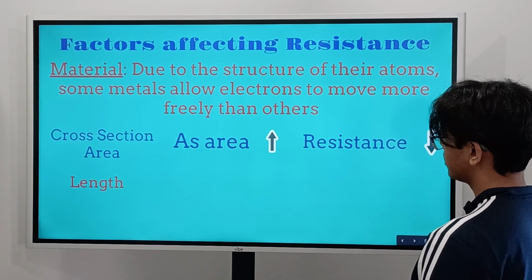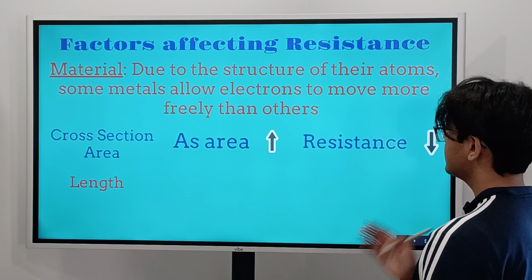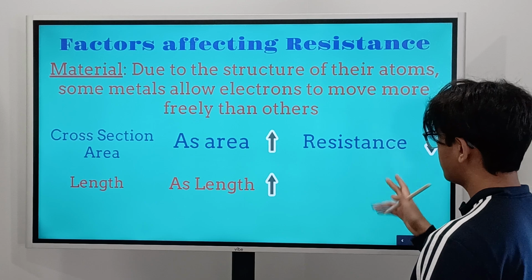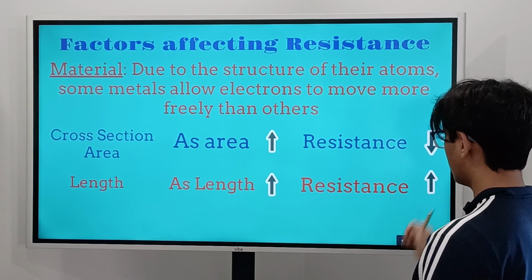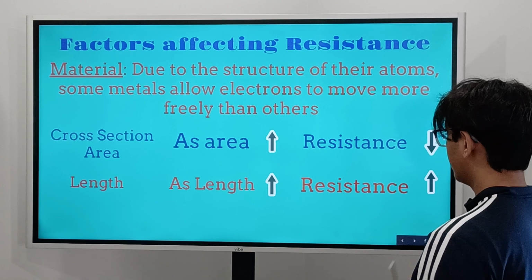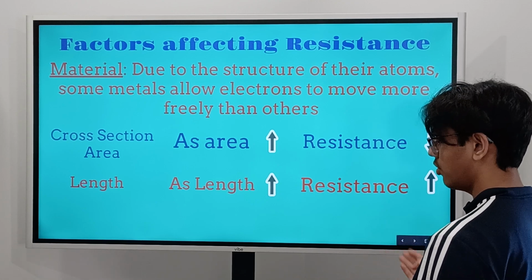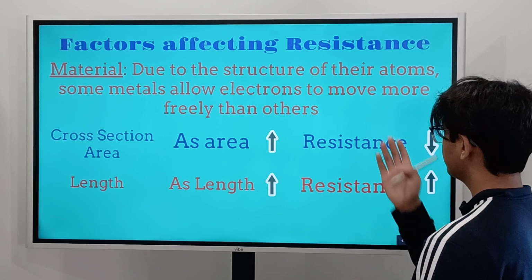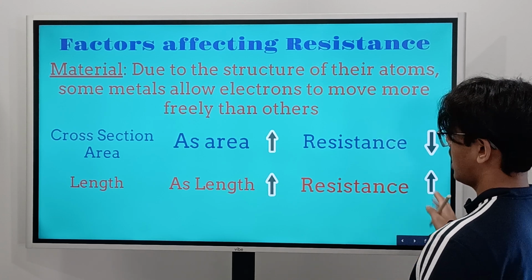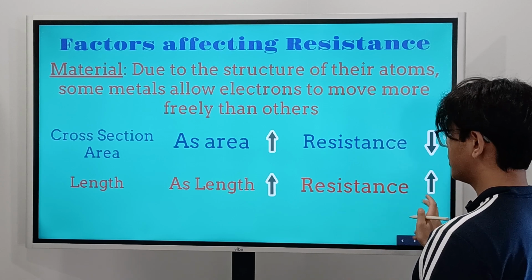And let's see length. The next factor affecting resistance is length. As length goes up, resistance will also go up. If you think about it, if we have a really long copper wire, the resistance is going to go up compared to a really short copper wire, because the electrons are going to have to move even more. So as length goes up, resistance will also go up.